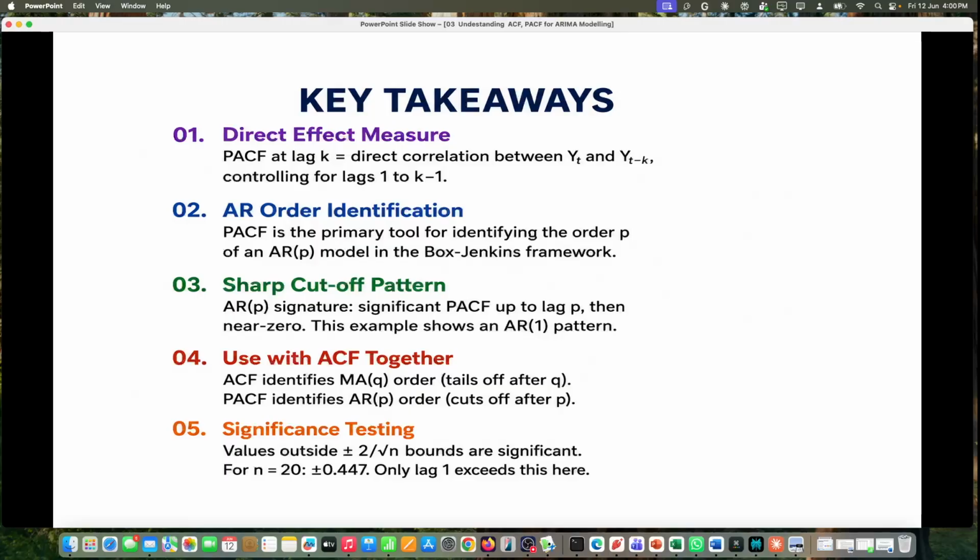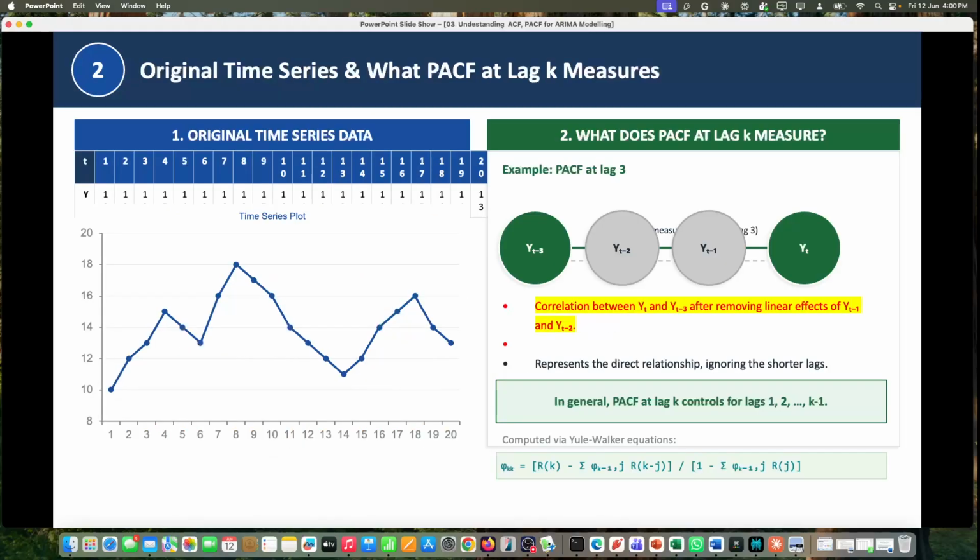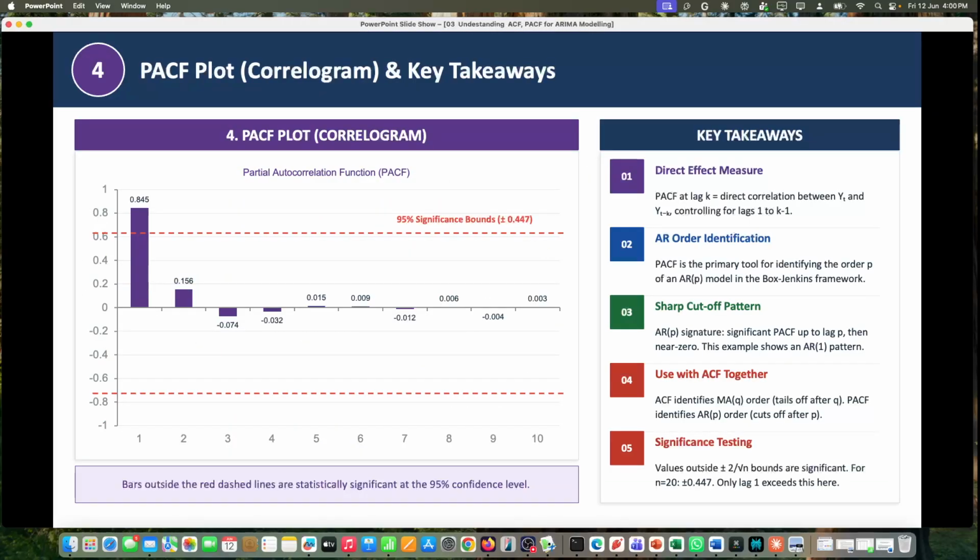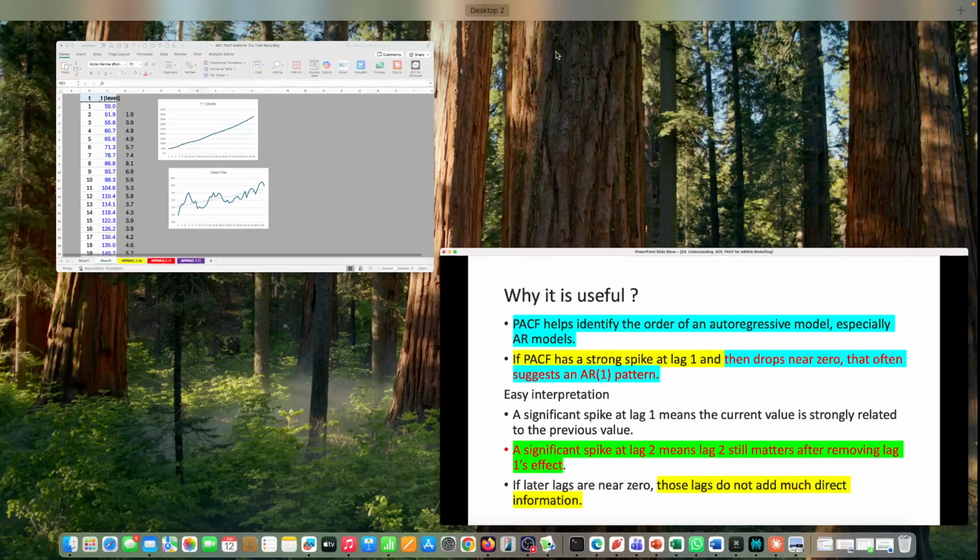What is its purpose? The purpose is to identify the AR order. And the autocorrelation measures the MA order. So partial autocorrelation identifies the AR order, and autocorrelation identifies the MA order, each with a sharp cutoff. Then we have to look into how you are going to read ACF and PACF together. Before we discuss that, let us quickly go into Excel and look at some data.